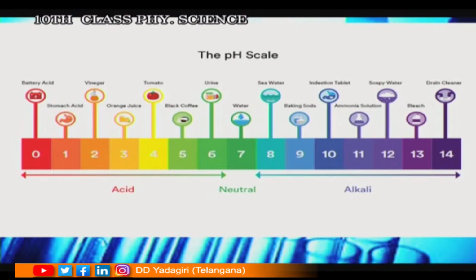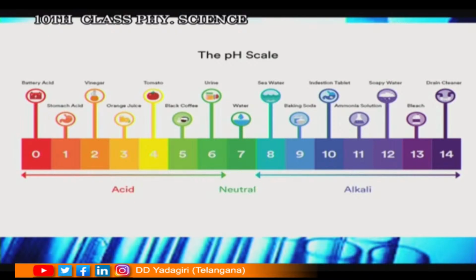Sea water, on the other hand, is a little bit basic. It has 8 on the pH scale, indicating that it is a weak base. Baking soda stands at 9 on the pH scale, it is also a weak base. Indigestion tablet, that is antacid, whatever we take when we suffer with gastric problem, it stands at 10 on the pH scale.